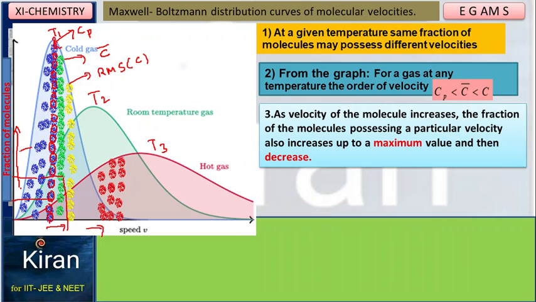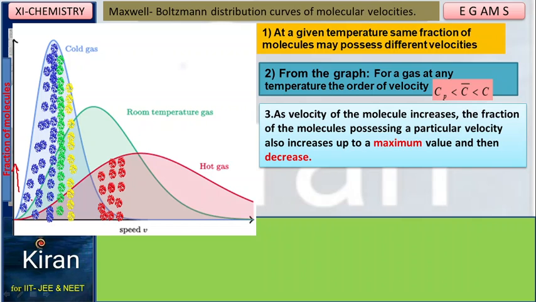When the fraction increases from bottom to top, the number of molecules is increasing up to the maximum value here. And again, the number of molecules is decreasing. Finally, very few molecules are there. It means at this particular fraction, this is the velocity. At this particular fraction, this is the velocity. Like this, as the fraction increases, the velocity is increasing.